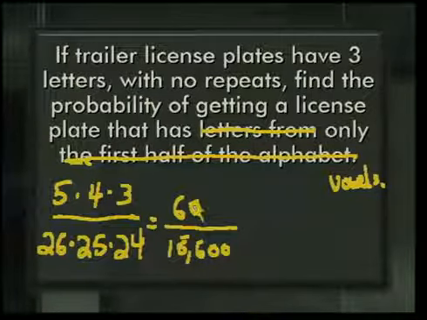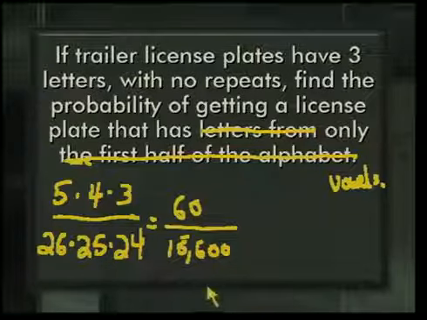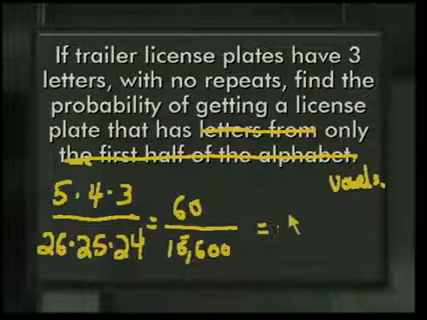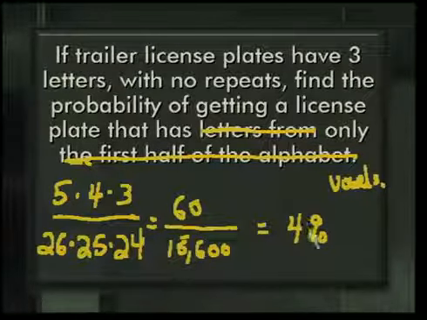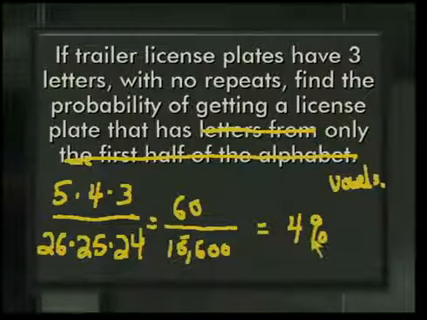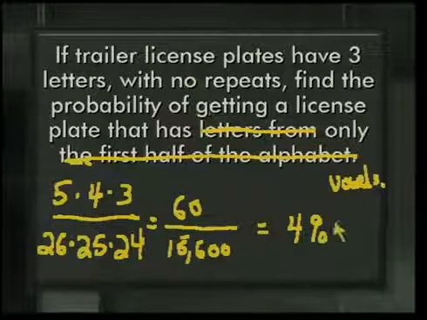Oh, and by the way, that reduces down if you want to do that. That'd be 1 out of 260. And that's just a little under 4%. So there'd be a 4% probability of getting a license plate with 3 vowels.